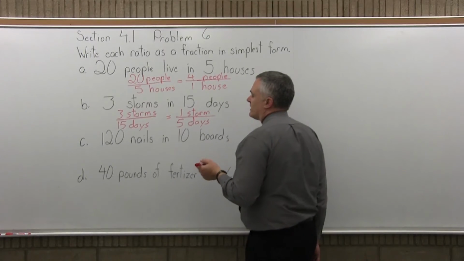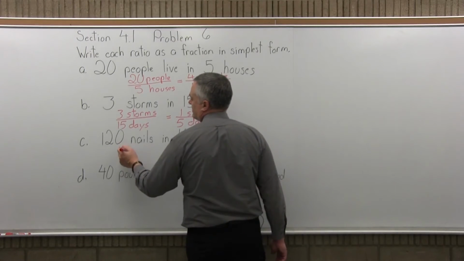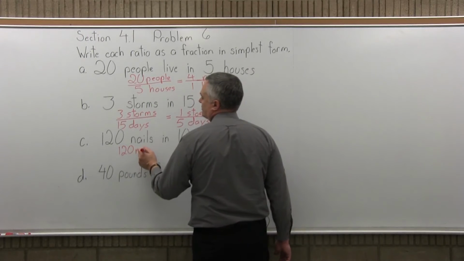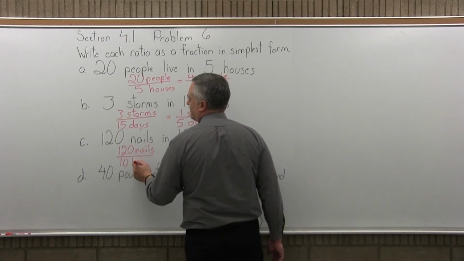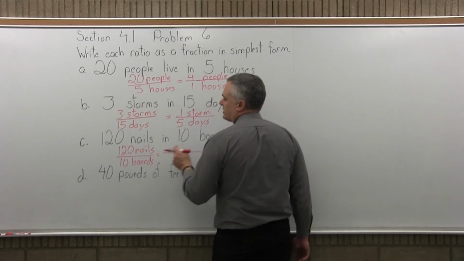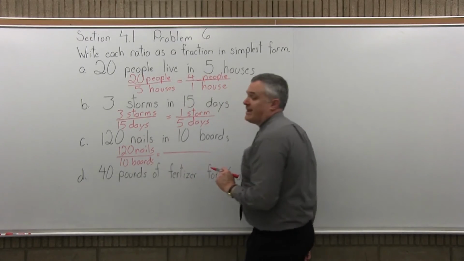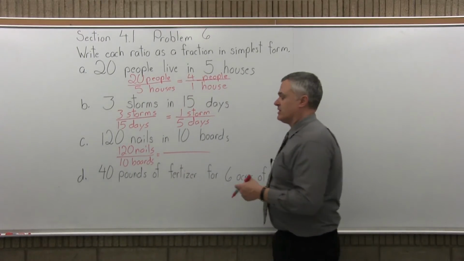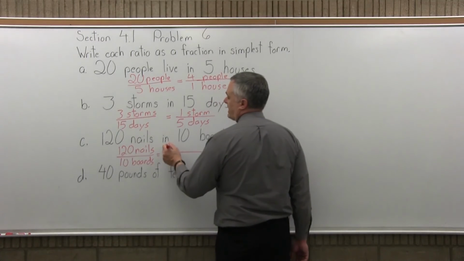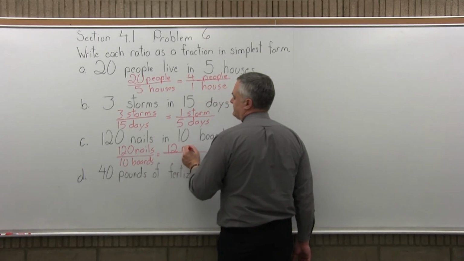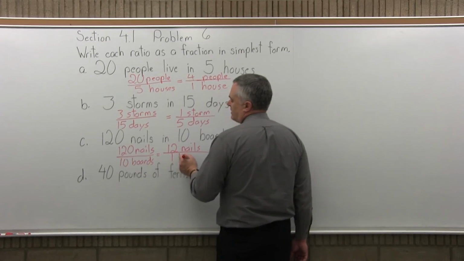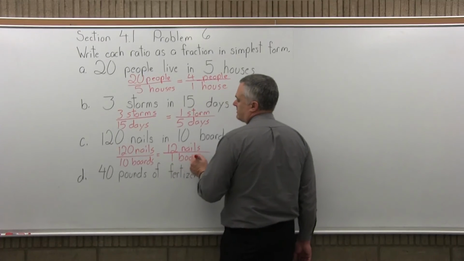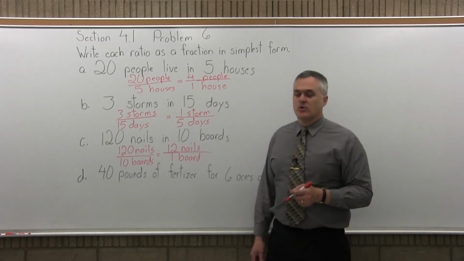The next one, 120 nails in 10 boards. So 120 nails would be the numerator, 10 boards the denominator. And again, the numbers will reduce, but the labels won't. So they're both divisible by 10, or in other words, you can just cancel the zeros, really. 10 divides into 120 12 times, so you'd have 12 nails. And 10 divides into 10 just once. 12 nails over 1 board. Or basically 12 nails in every board.